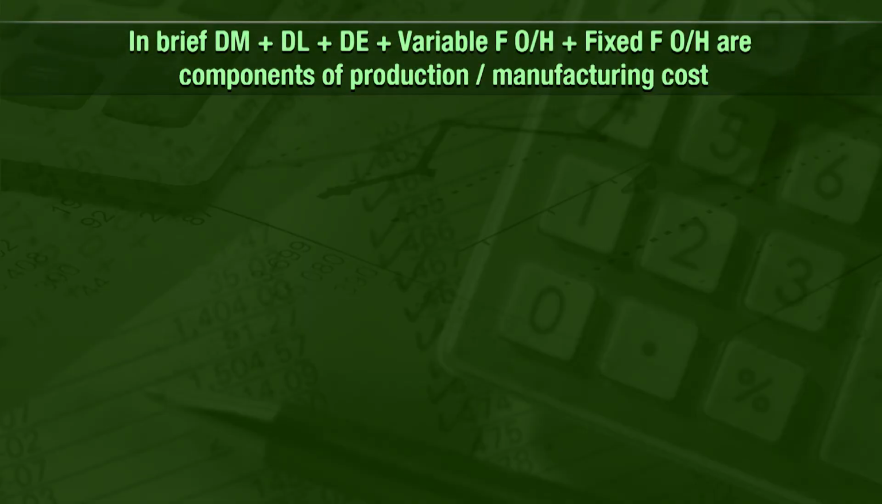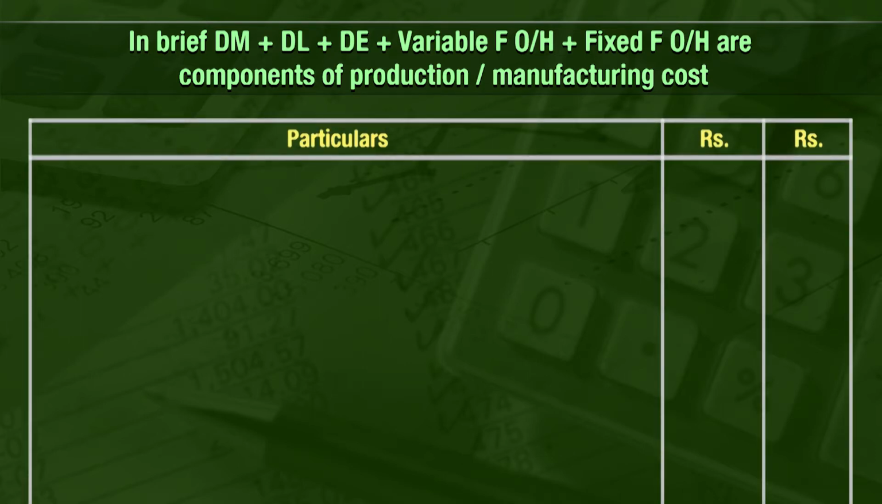Under the absorption costing system, the product cost determination will be done as follows. Here you have to prepare an income statement. Under the income statement, the first item is your total sales value.